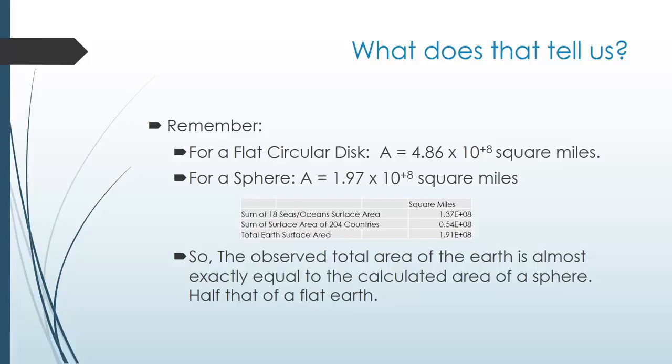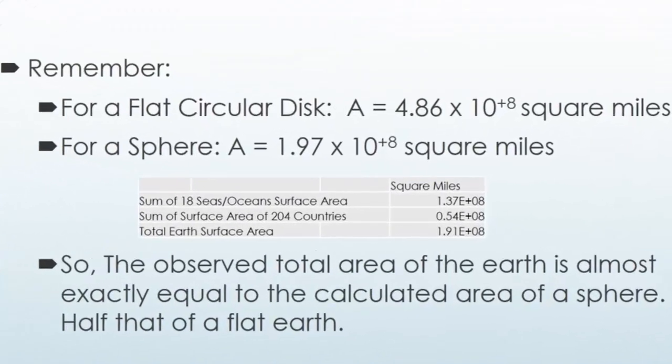I added up the countries. The sum of the surface area of 204 countries plus Antarctica adds up to 0.54 times 10 to the 8. So if I add those two numbers, easy to add, you get a total Earth surface area of 1.91 times 10 to the 8 square kilometers. I guess it's square miles.